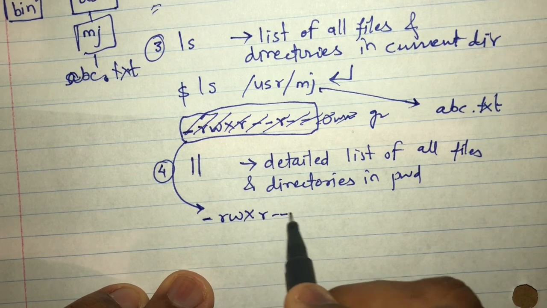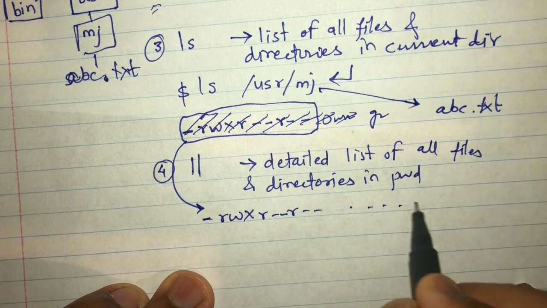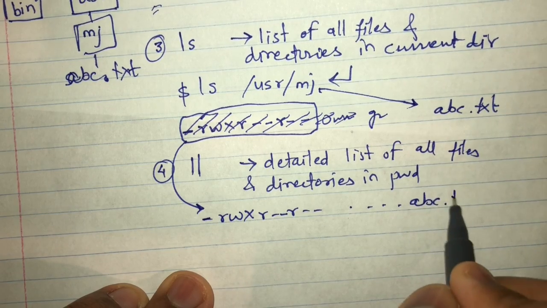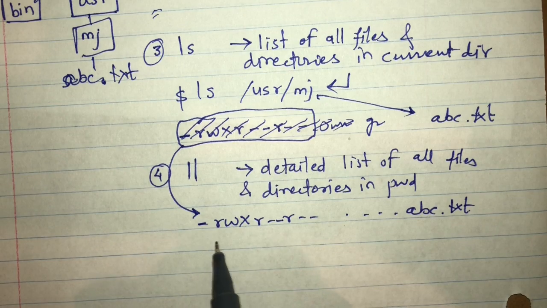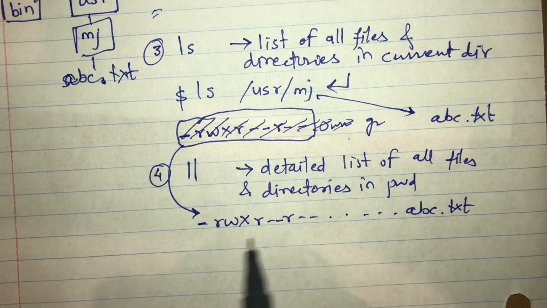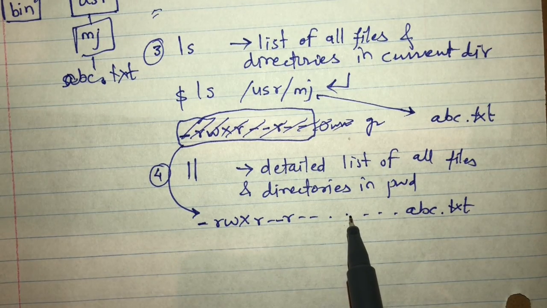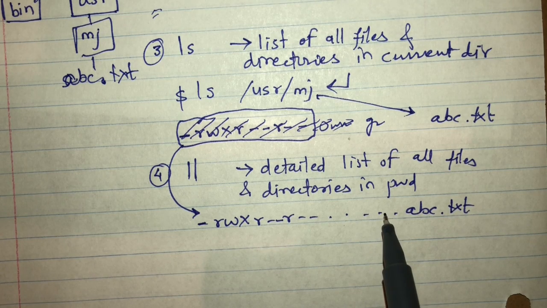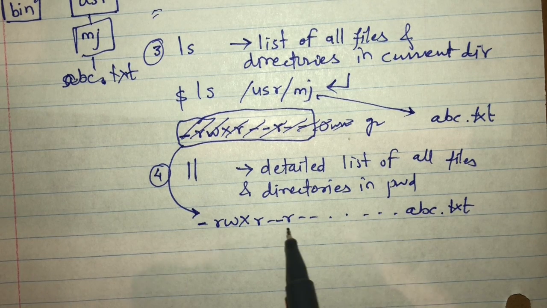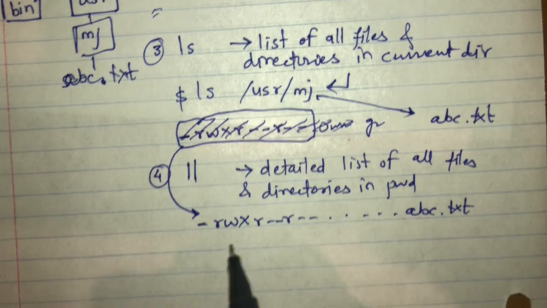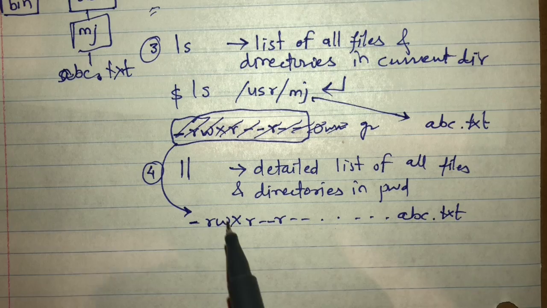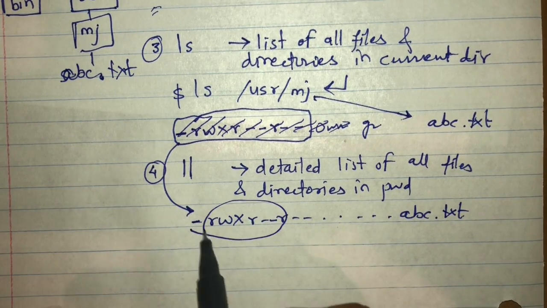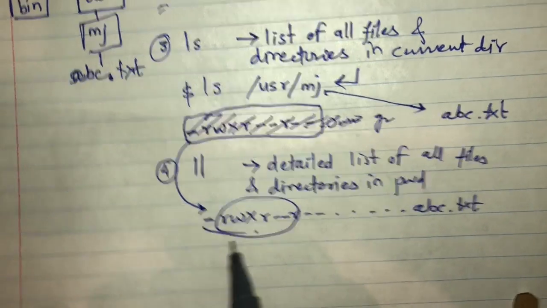rwx r-r, all those things, and abc.txt. So this ll command, it tells me who is the owner of the file, what is the group of the owner, what is the size of the file, and the timestamp of the file when it was created, and whether it's a file or directory. Again, we will talk about this in the coming videos.